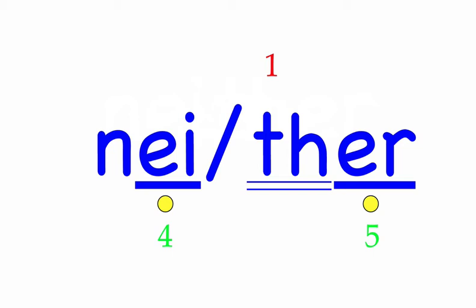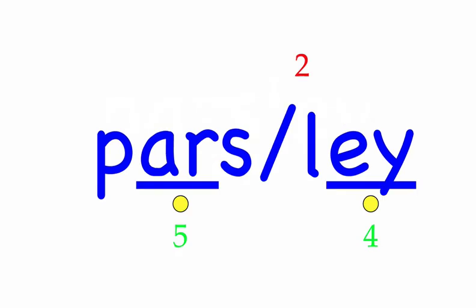Parsley. There was parsley in the salad. Parsley. 2 syllables, first syllable parse, 3 sounds. P, R, S. Lee, 2 sounds. L, E. Parsley. Mark the word.